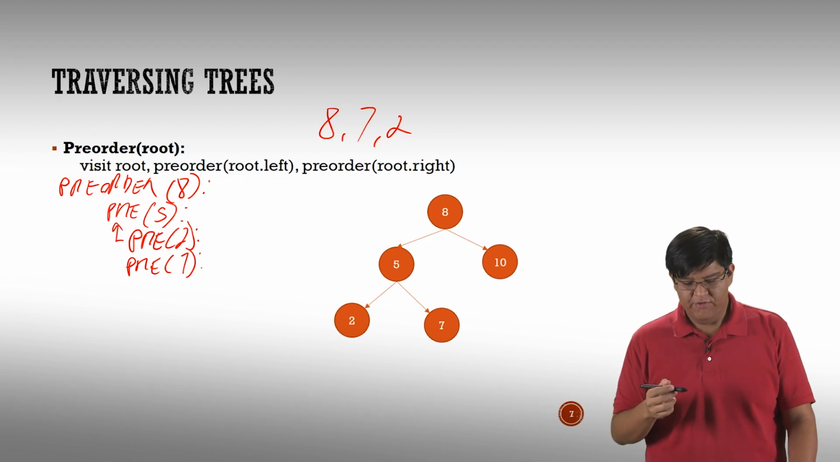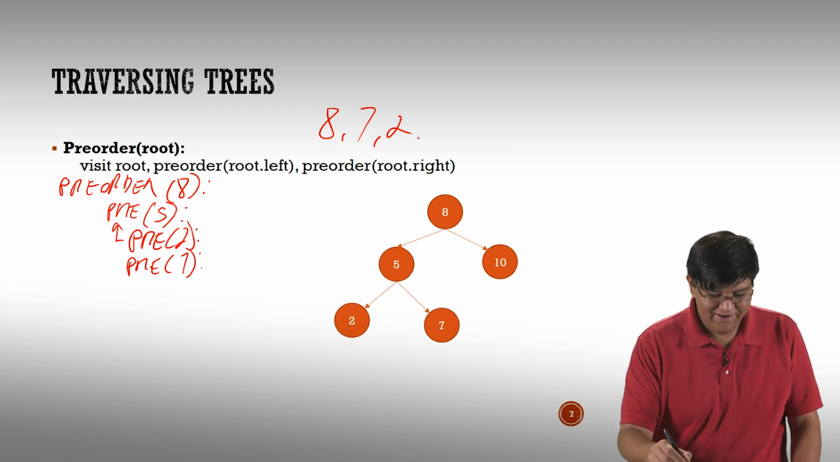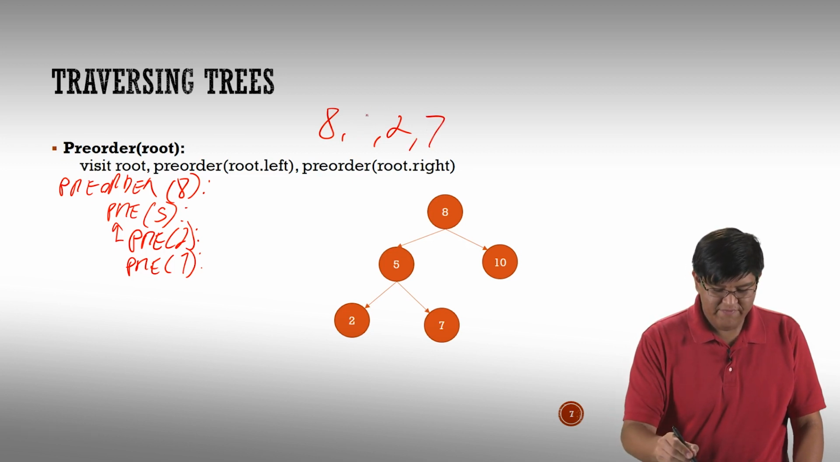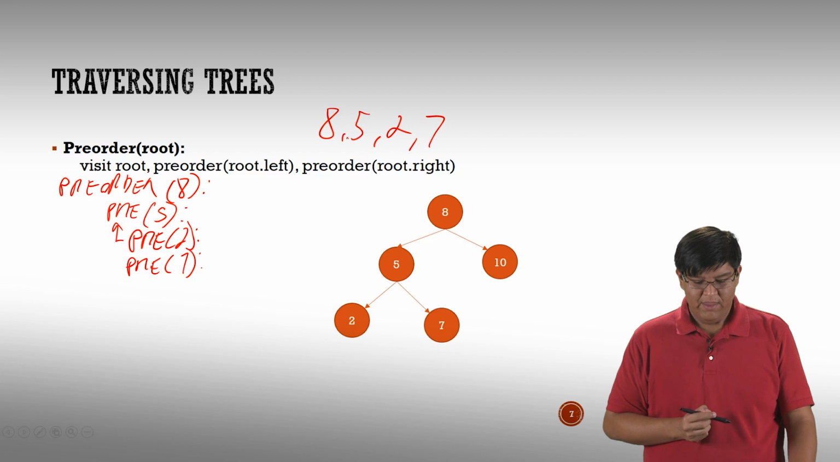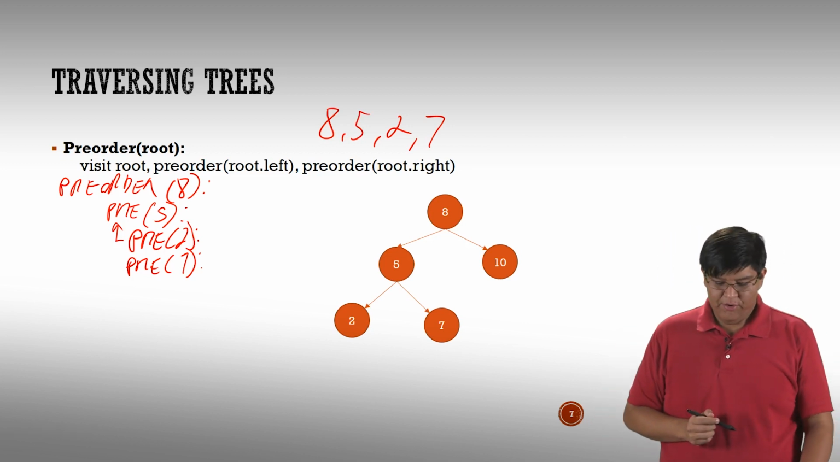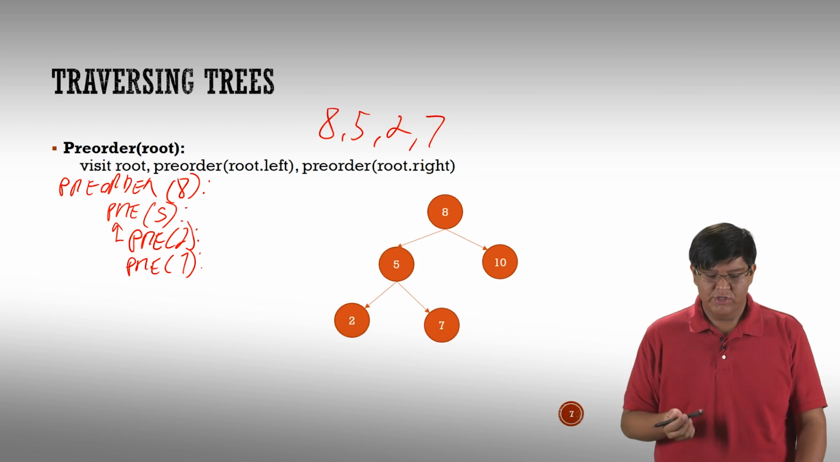So let me update what I was drawing on the top, which is my printed order. And notice I've made a little bit of a typo, so I'll correct this. This here should be a 5, right? That was the second thing I saw. Then a 2, then a 7. There you go. All right, so look at the 7. 7 basically has no children, so it's done.